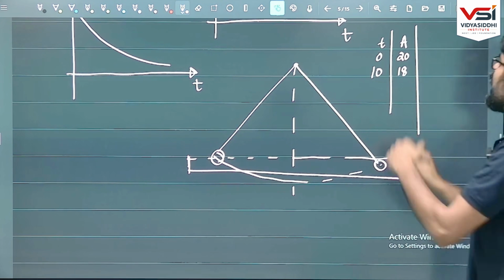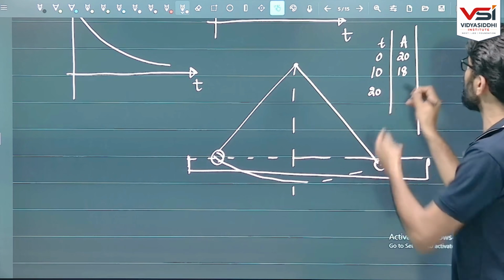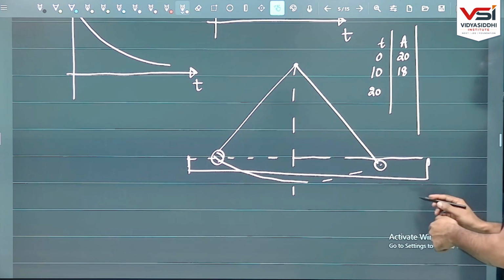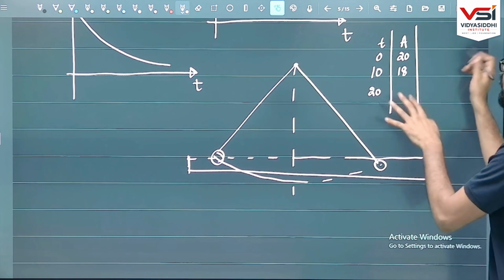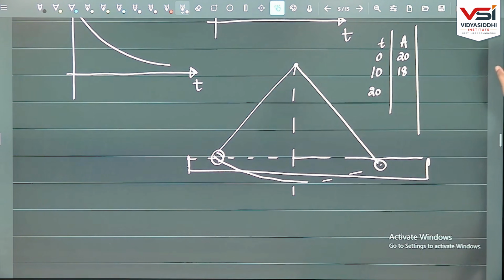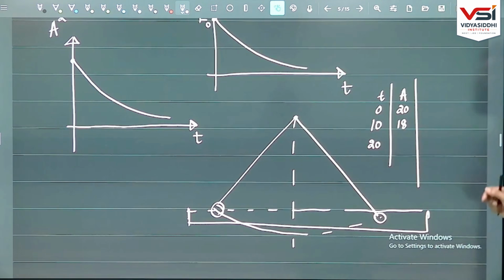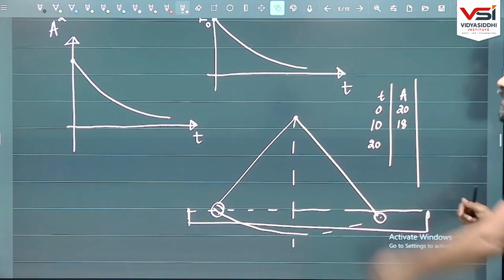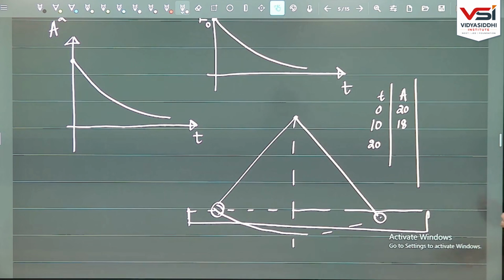In such a way you can wait for 20 seconds, obtain the readings and keep writing them here, and then square those values and plot them on the graph. You will obtain an exponentially decreasing relation.